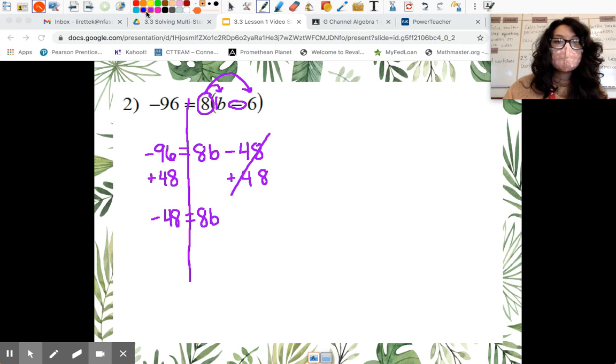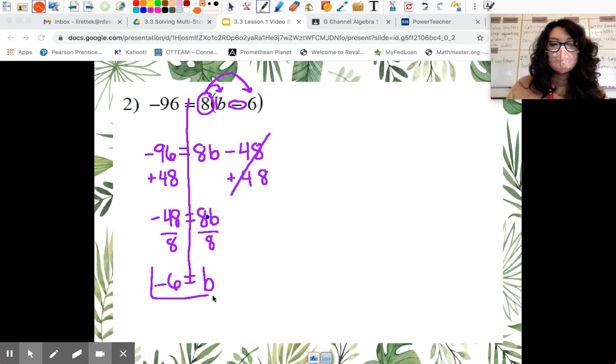Last but not least, I need to get rid of this number that's touching the variable. Again, that implies multiplication. So I want to do the inverse. I want to divide. Negative 48 divided by 8 should leave us with a negative 6.